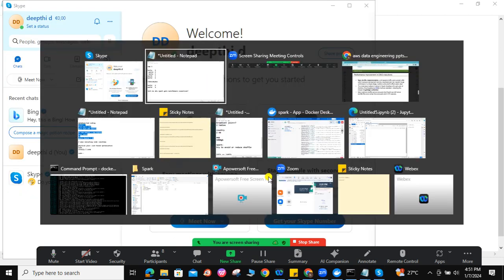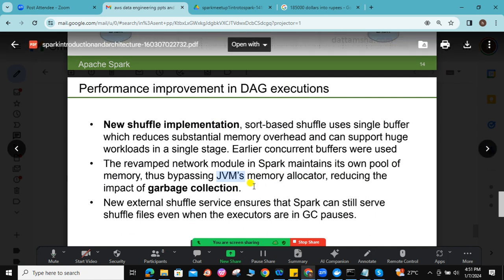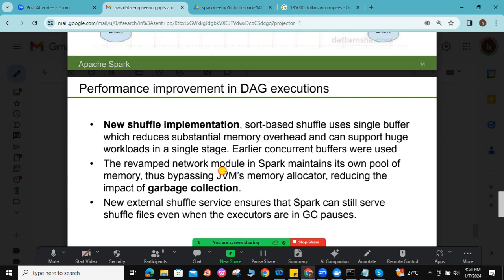See, what happens now internally, a lot of shuffle happens, a lot of garbage collection gets filled. JVM, you know, JVM, because Spark is written in Scala. Scala is again a Java thing only, means it is written in Java. So JVM would be behind the scene.